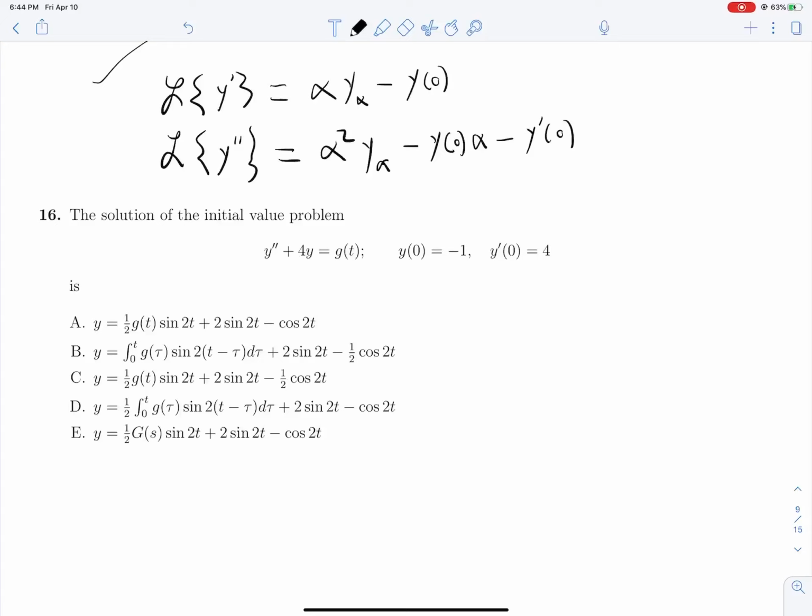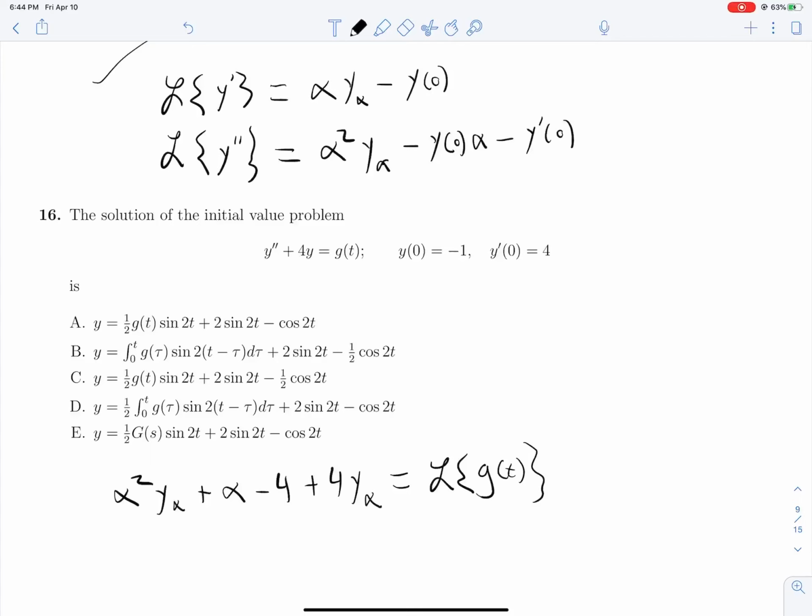So this y double prime will become alpha squared y of alpha minus y of 0 alpha, which is -1 times -1, so plus alpha, minus y prime of 0, so minus 4. And then our 4y will just become 4y in the alpha space. And then this g of t, I'm just going to write down as the Laplace of g of t.